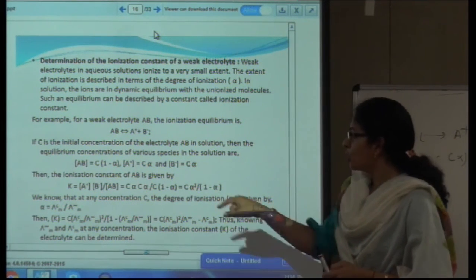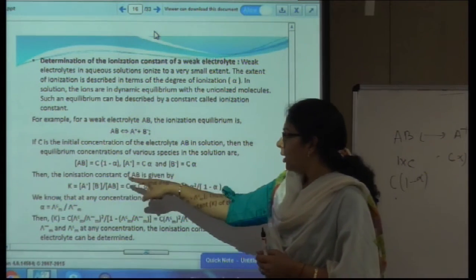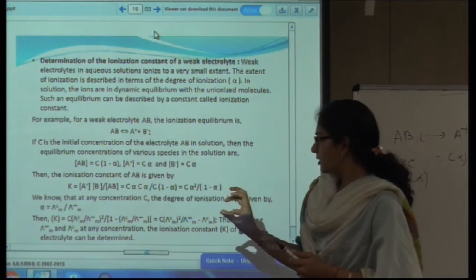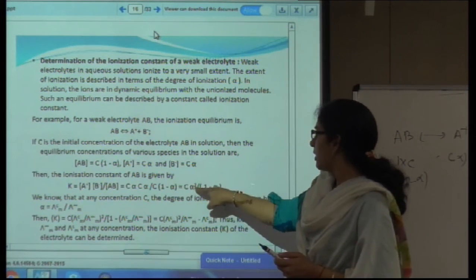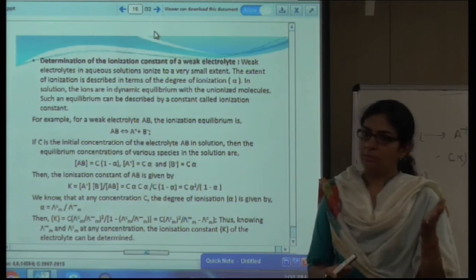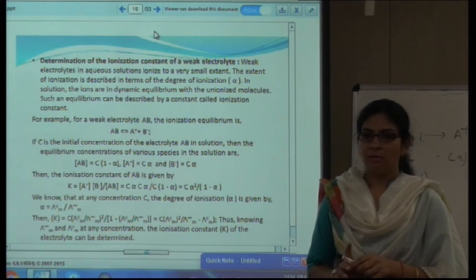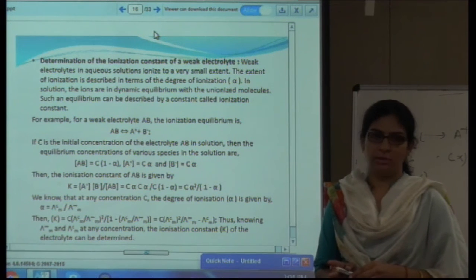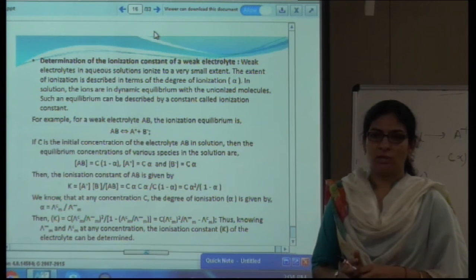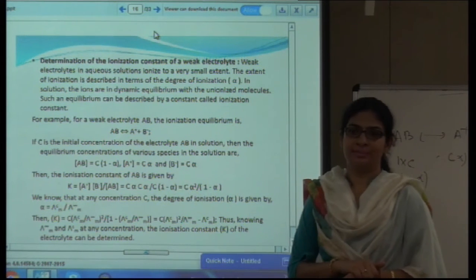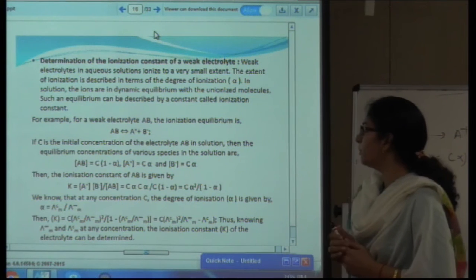So ionization constant will be given by what? The concentration of products divided by the concentration of reactants, and you see you get C alpha square upon 1 minus alpha. Alpha I have already discussed with you, how can you calculate that alpha? Lambda mc upon lambda m infinity. So if you can calculate alpha, you can also calculate this K, correct? I hope it is clear to you. Next slide please.